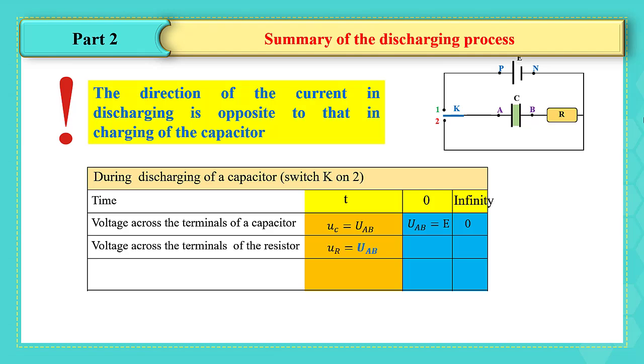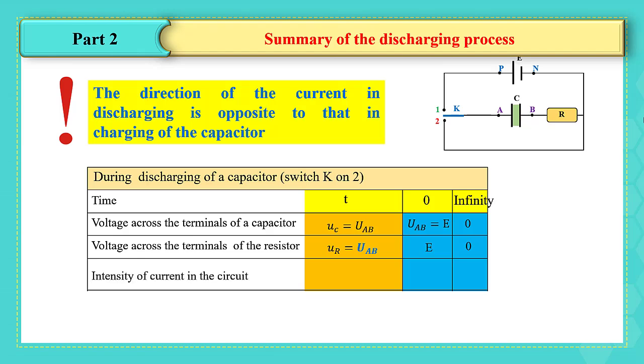The voltage across the terminals of the resistor at the beginning of the discharging is equal to E, and at the end of the discharging is equal to 0. These are known using the law of uniqueness of voltage in parallel connections, because in this case the capacitor and the resistor are connected in parallel.